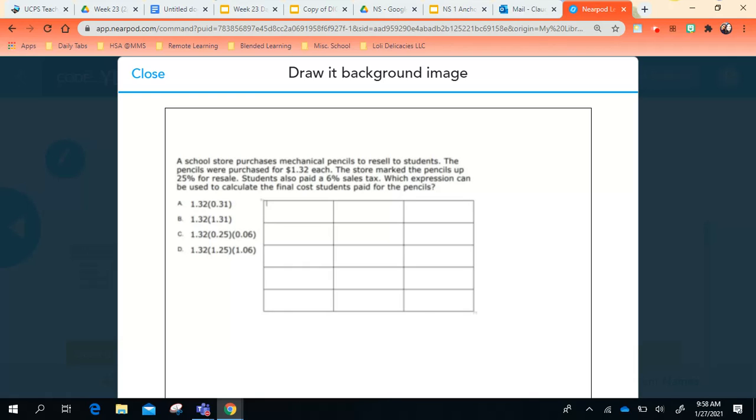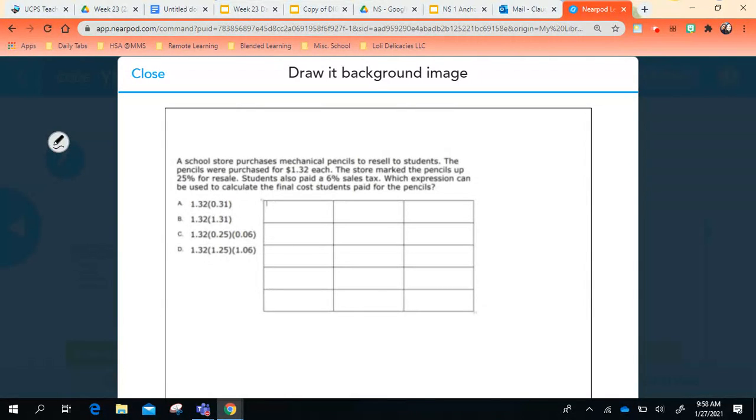So this one says a school store purchases mechanical pencils to resell to students. I should do that. The pencils were purchased for $1.32 each. So expensive. The store marked the pencils up 25%. I agree. Those are very expensive mechanical pencils. Students also paid 6% sales tax. Which expression can be used to calculate the final cost students paid for the pencil?